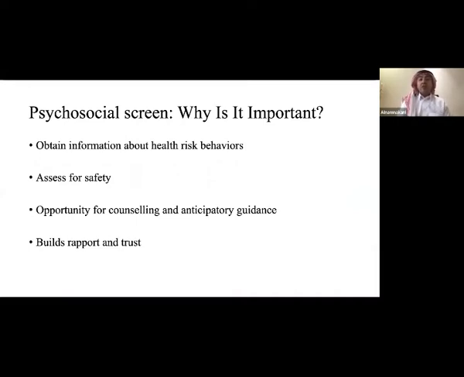Going back to the psychosocial screening, why it's important, why I mentioned it in my grand round, why I think it's very important to screen teenagers. So basically, you obtain information about health risk behavior. I keep mentioning the health risk behaviors.